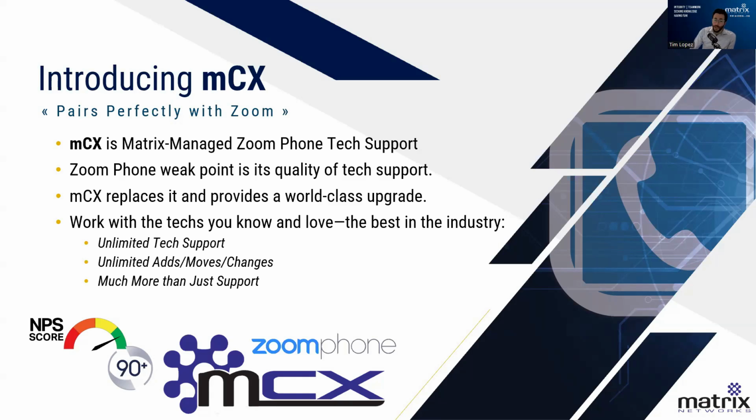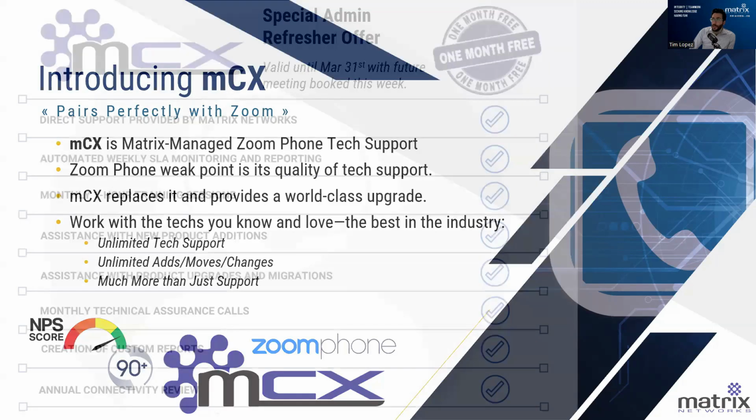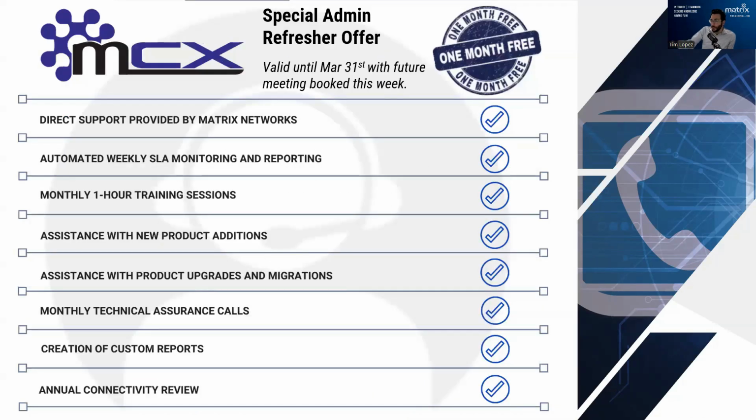So this can be a really big deal if you're someone who loves Zoom Phone but doesn't love their support experience. And it provides much more than just support. Yes, we have an NPS score that's 90 plus. That's pretty awesome and actually really unheard of in the industry. But there's a long list of other services besides support that come with this. I won't read these, but you can review them and say, oh, that's cool. That goes beyond just skipping tier 1 and getting into tier 2 or something like that.